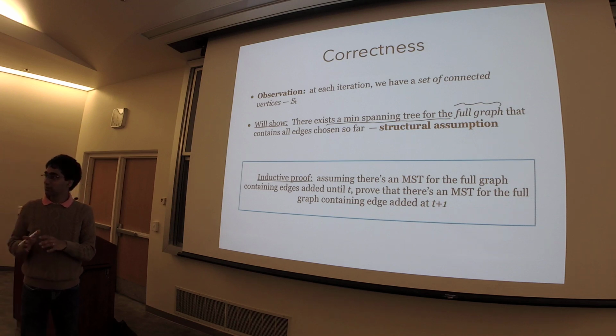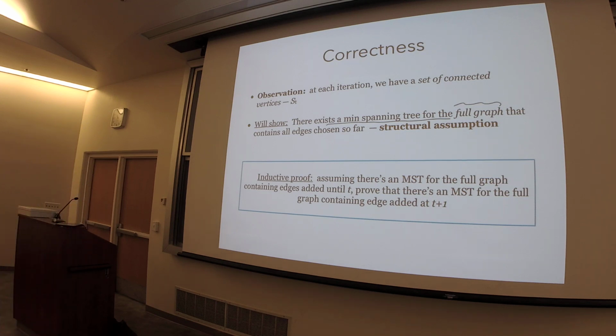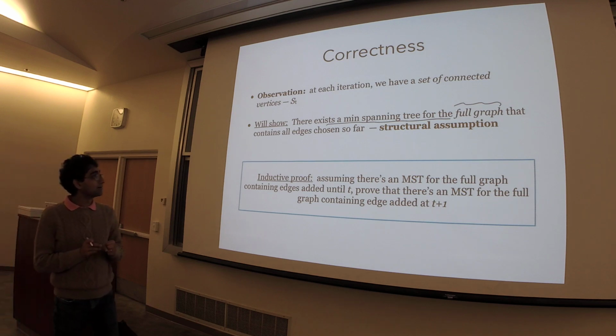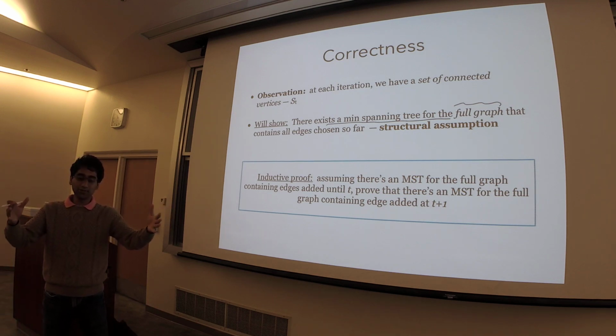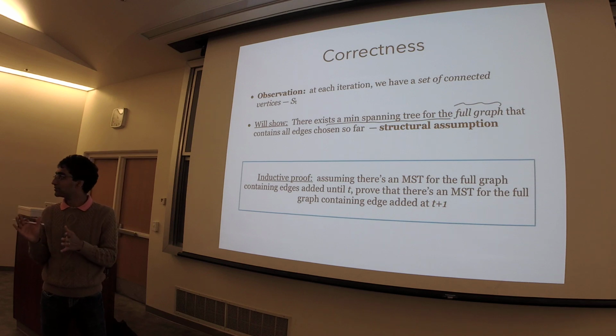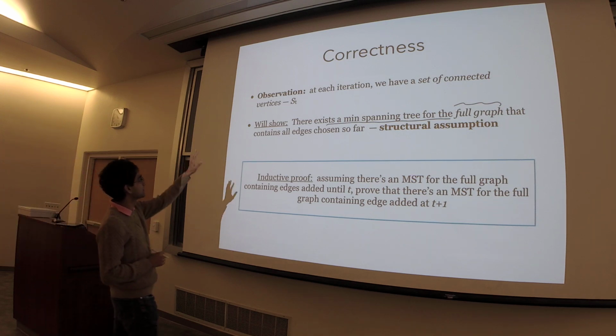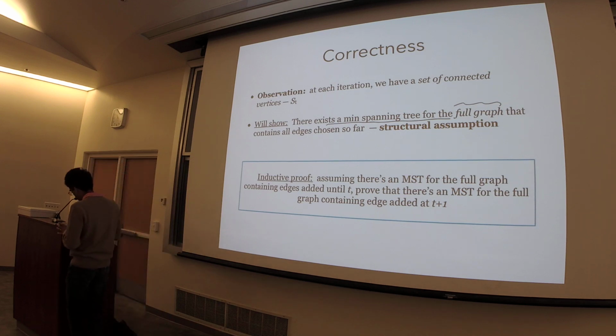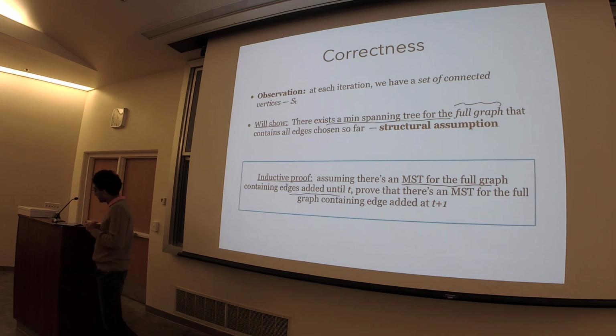This is a very common theme in proving correctness of greedy algorithms. You say that there is a way to complete the solution that you've chosen so far so that it is optimal. You've chosen some part of the solution, and you want to say that there's a way to complete it so that it remains optimal. So that's the idea. We prove by induction: assuming there is an MST for the entire graph containing the edges added at t, we will show that there is an MST for the full graph containing also the edge that you added at t plus 1.